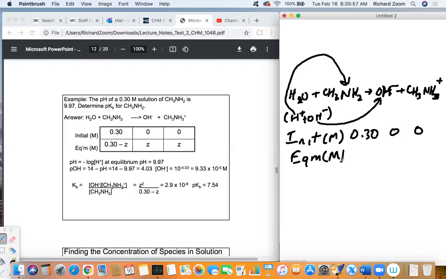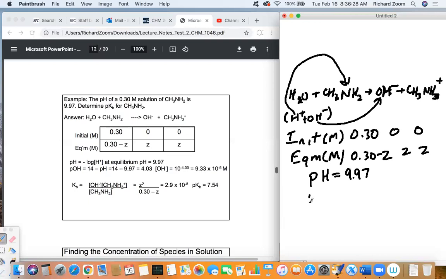That's why I'm putting OH minus as a product, because it's KB, where after KB it actually has that in the question. It's the same situation as we dealt with before. It's 0.30 minus Z, and then Z and Z at equilibrium. We're given the pH here, and the pH is 9.97, but that doesn't help us really get the OH minus concentration.